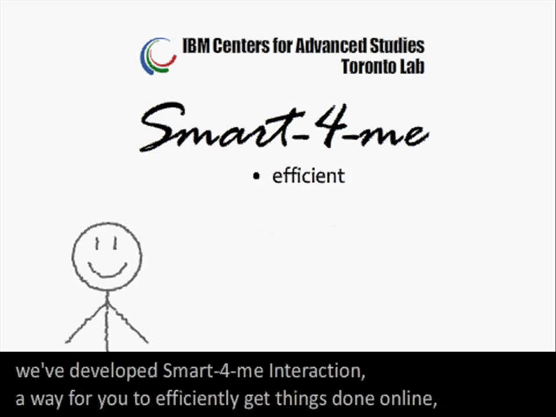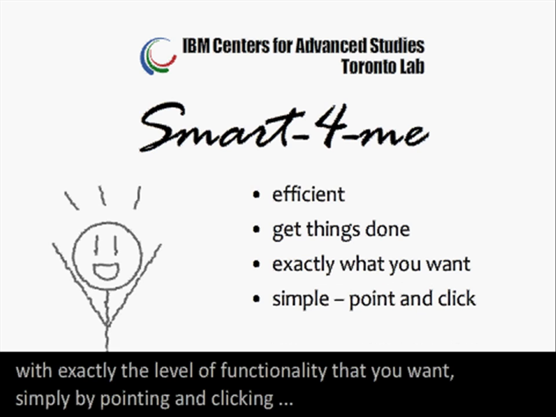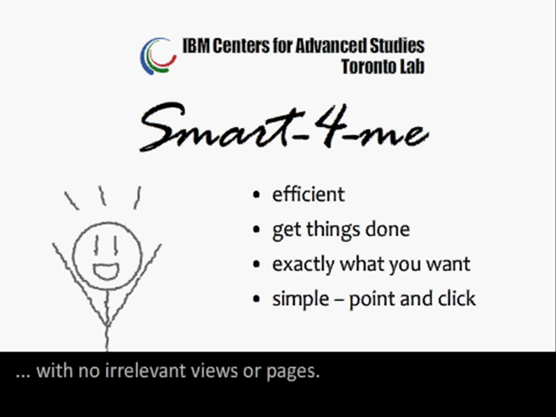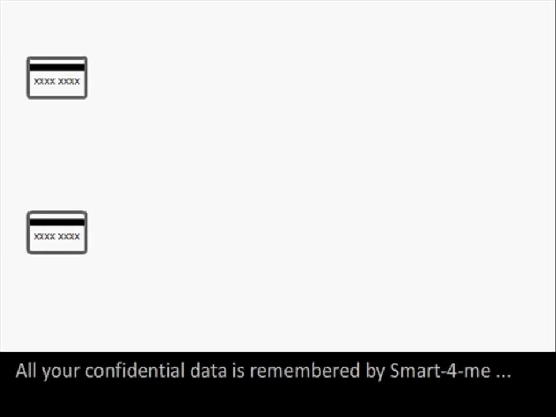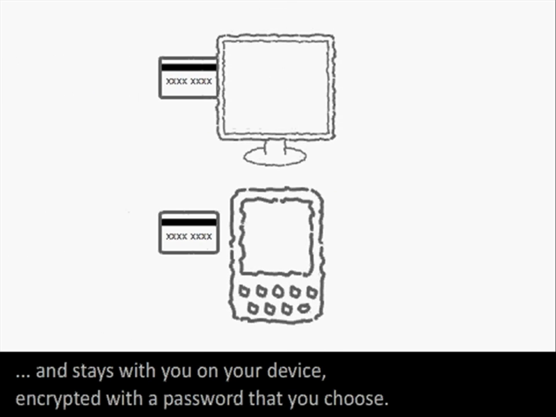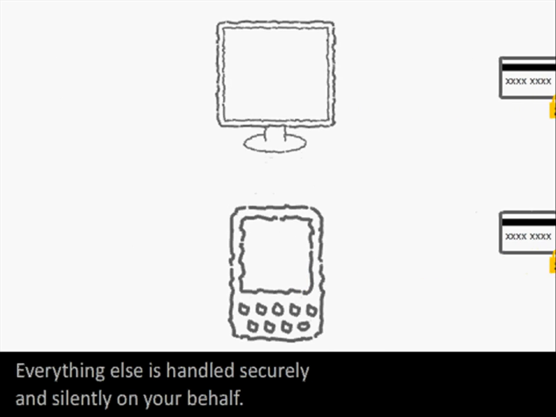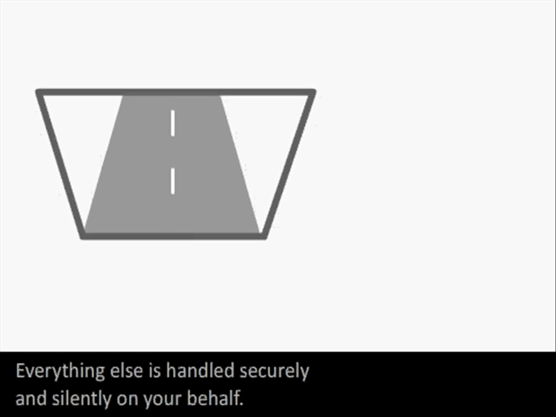At the IBM Canada Software Lab Centers for Advanced Studies at Toronto, we've developed Smart-4-me Interaction, a way for you to efficiently get things done online with exactly the level of functionality that you want, simply by pointing and clicking, with no irrelevant views or pages. All your confidential data is remembered by Smart-4-me and stays with you on your device, encrypted with a password that you choose. Everything else is handled securely and silently on your behalf.